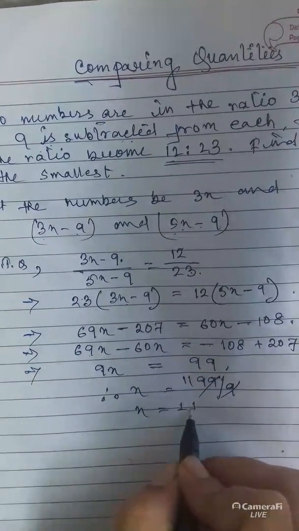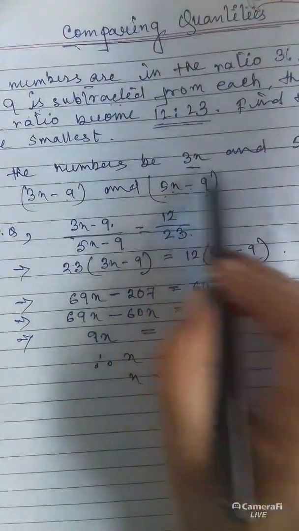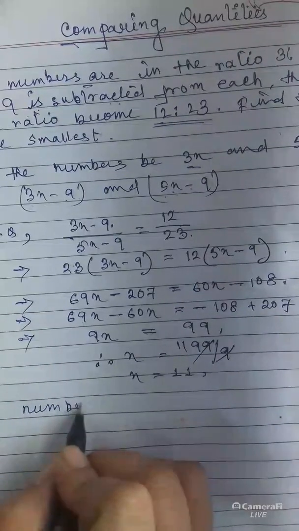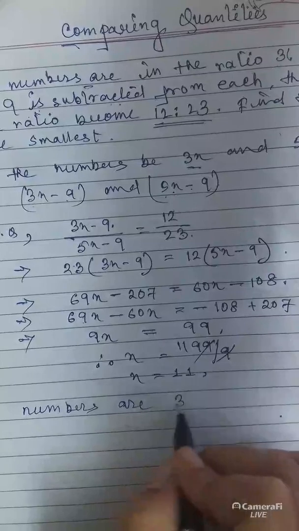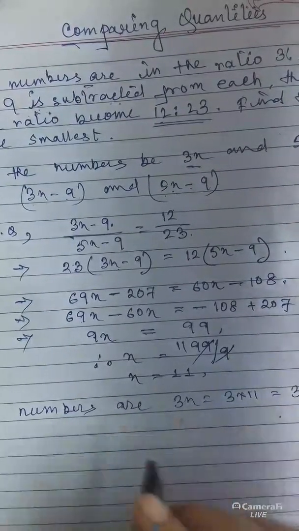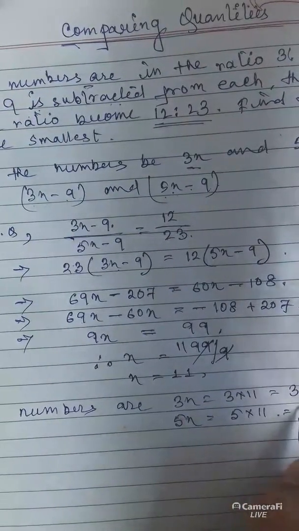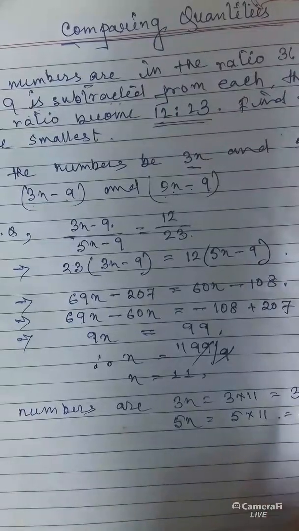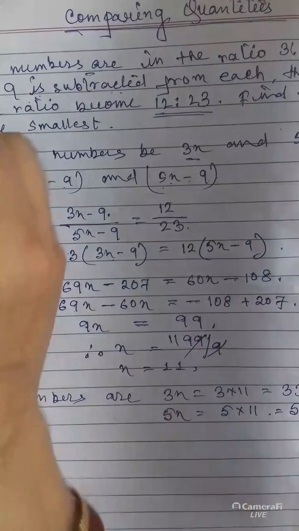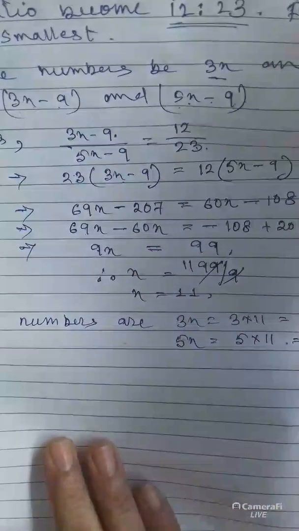x equals 11. If x equals 11, then the first number is 3x and the second number is 5x. So 3x means 3 into 11 equals 33, and 5x means 5 into 11 equals 55. Both numbers are 33 and 55. Now another math question, question number 2.